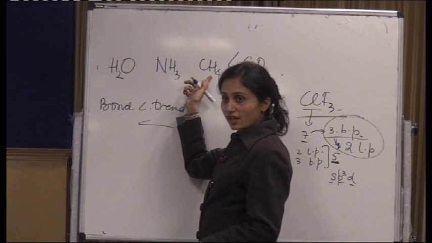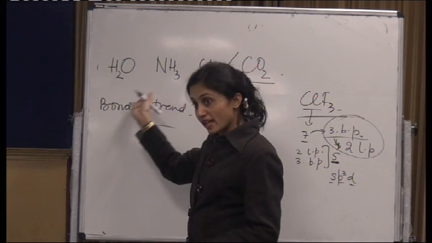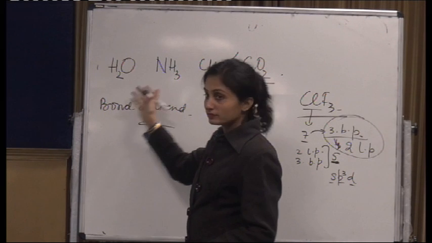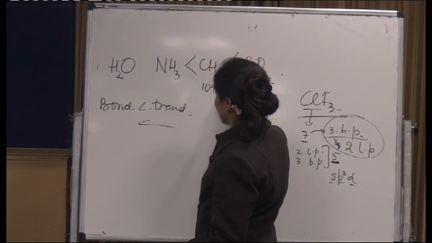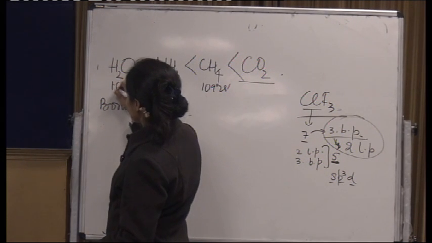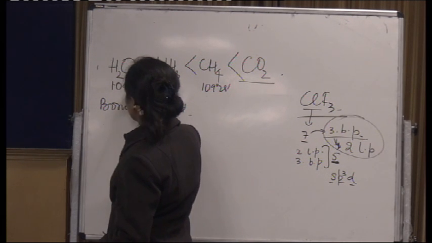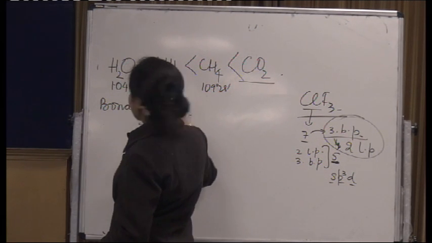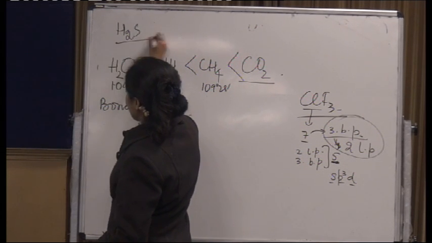This is tetrahedral, this is tetrahedral, this is tetrahedral. So this will be the same. This is 109 degree 28 minutes. This is around 107. This is around 104.5 degrees. Okay, 107. Now if I add on H2S to this, where will you place H2S?